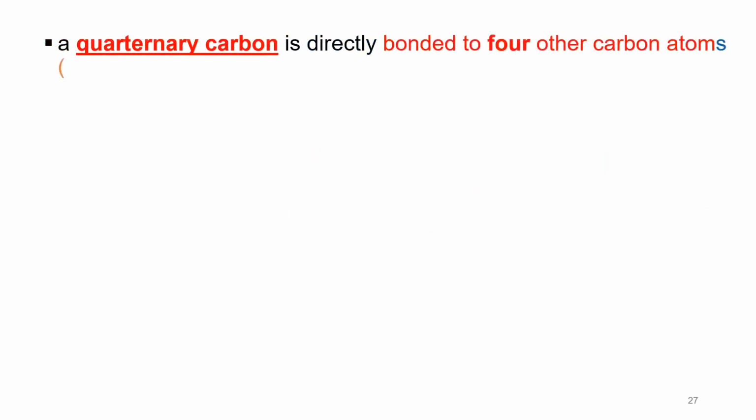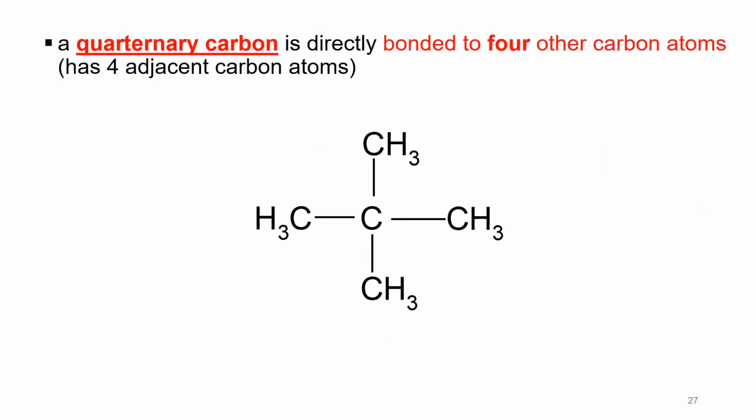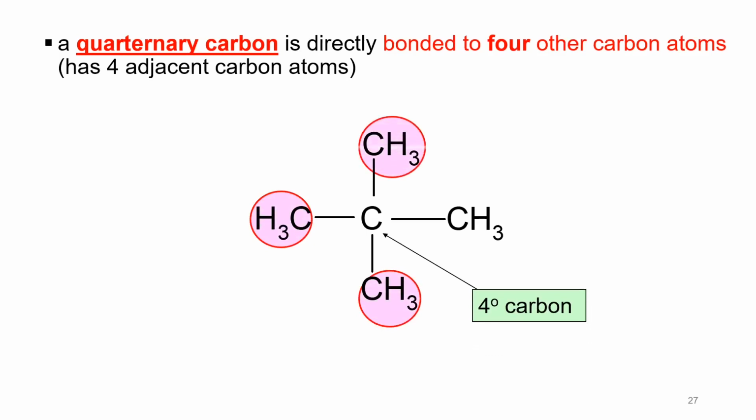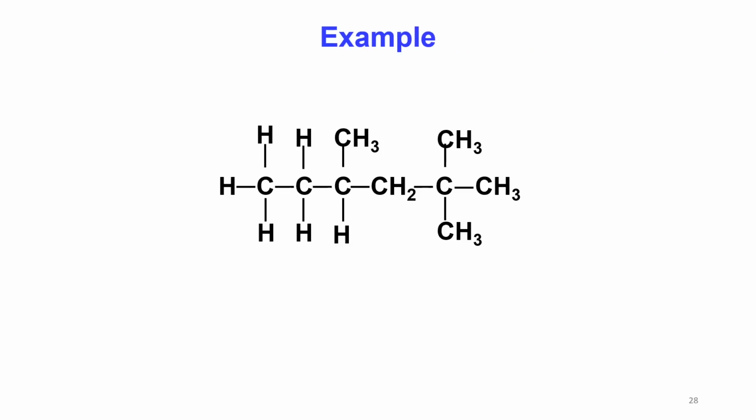The next one is quaternary. A quaternary carbon is directly bonded to 4 other carbon atoms, which means it has 4 adjacent carbon atoms. Look at this example. This carbon atom is quaternary because it is bonded to another 4 carbon atoms. Now we look at another example.